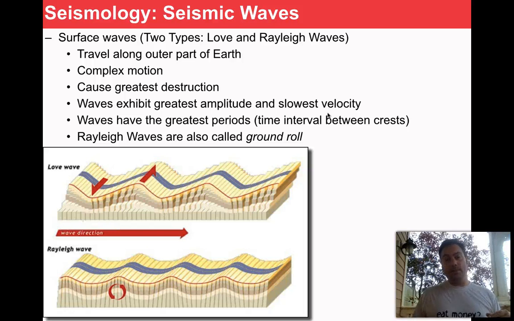The P waves and S waves you'll still have to deal with, but the surface waves are by far the most dangerous. These waves have the greatest periods, which is a time interval between crests, and the most common experience that people describe is something called ground roll, where the ground literally feels like it's rolling, and that's due to the Rayleigh waves as they're rolling through here. You actually feel like you're moving back and forth, in this case, motion like this, even though the wave is actually moving in this direction here.